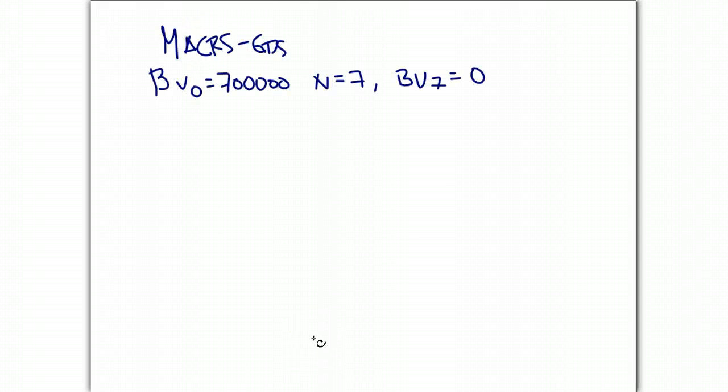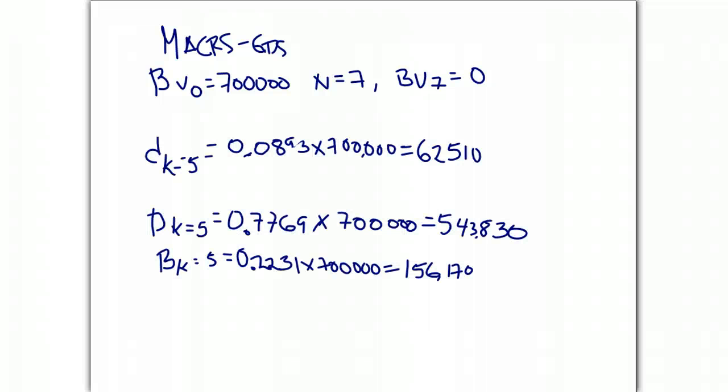So in this example, it's a MACRS depreciation with an initial investment of 700,000. The life is 7 years, and the book value in MACRS at the end of the life is always 0. If there is a salvage value, that will be computed as a different stream of cash, and it is not related to the MACRS. So the depreciation for the 5th year is the factor that we find in the table, 0.0893 times 700,000, and that is 6,510.